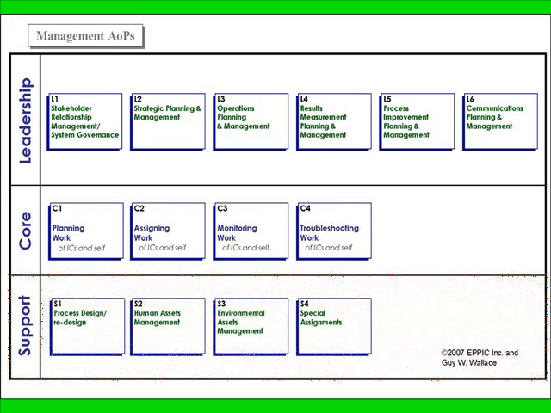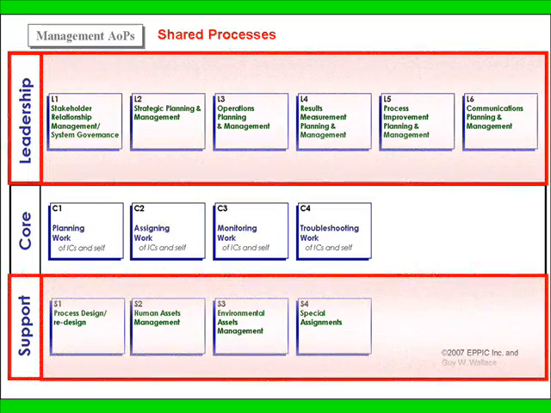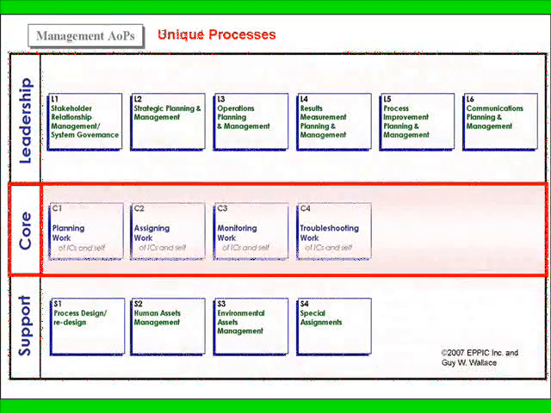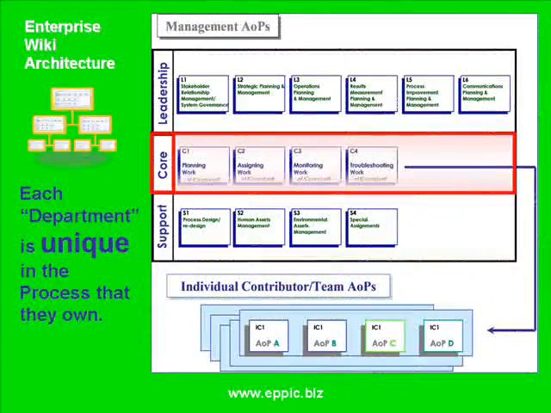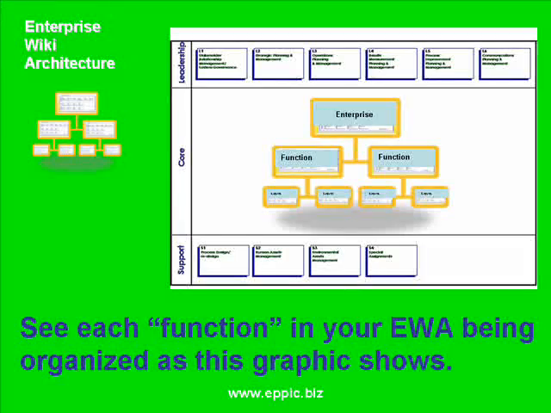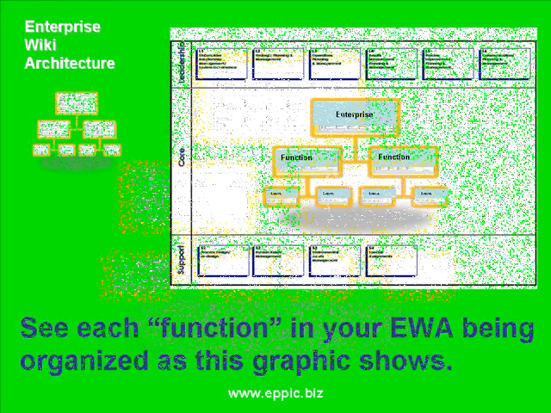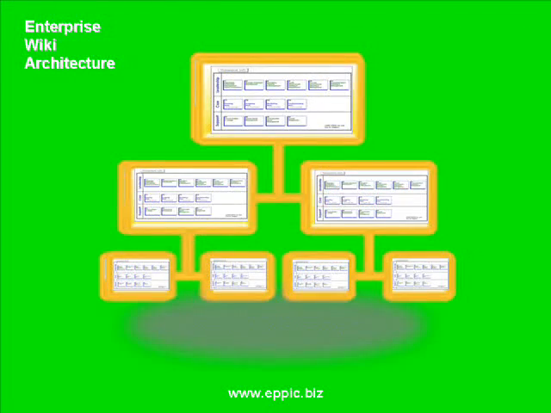The management areas of performance framework segregates the shared processes of management from the unique processes of management. Each department is unique in the processes that they own. Each function in your enterprise wiki architecture can be organized as this graphic shows, simply aligned to the organization structure that you currently have.